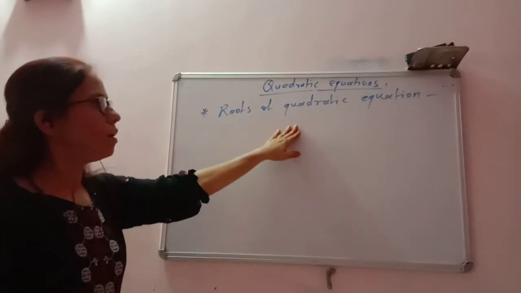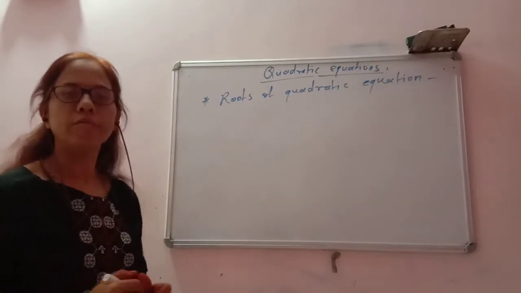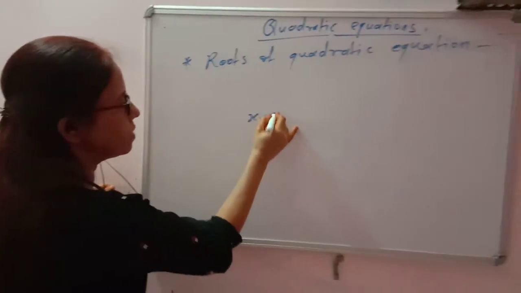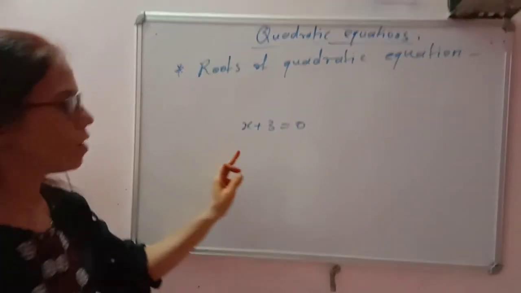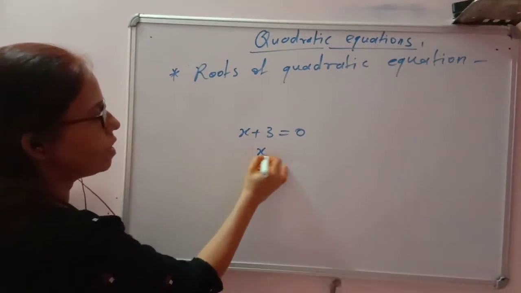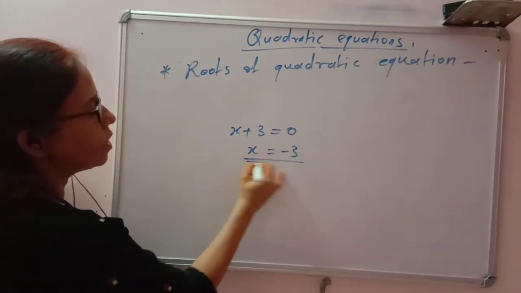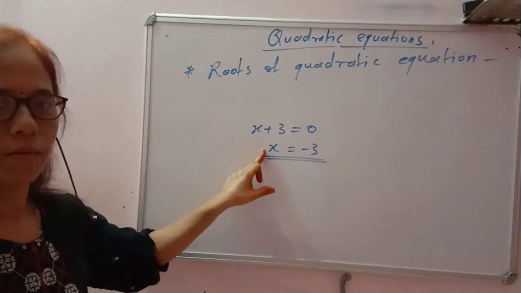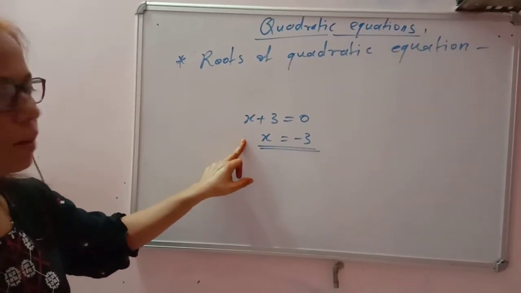Now you have already learned to solve an equation, whether it is quadratic or linear. For example, x plus 3 equal to 0. This is a linear equation in one variable and you know how to solve it. Directly you can say x equal to negative 3. Finding the value of the variable is known as solving the equation.